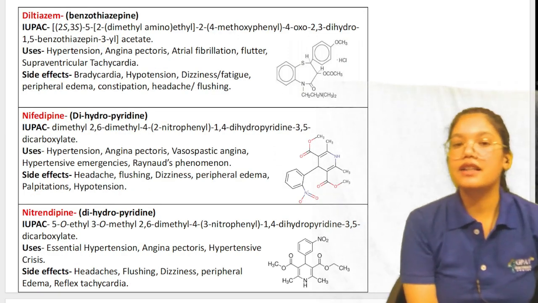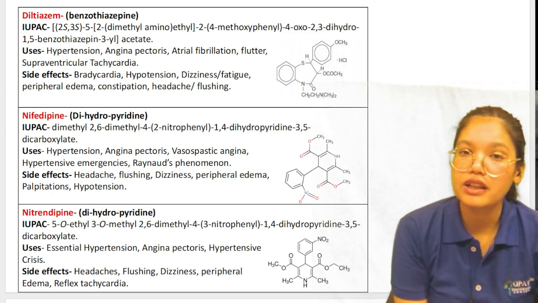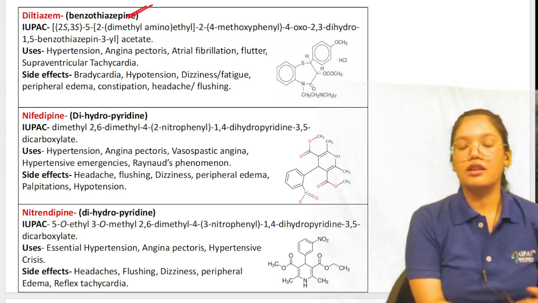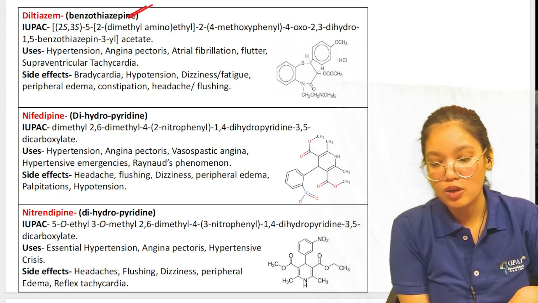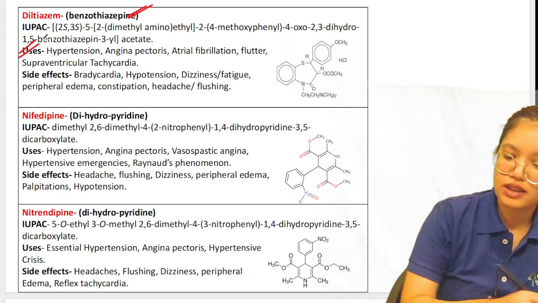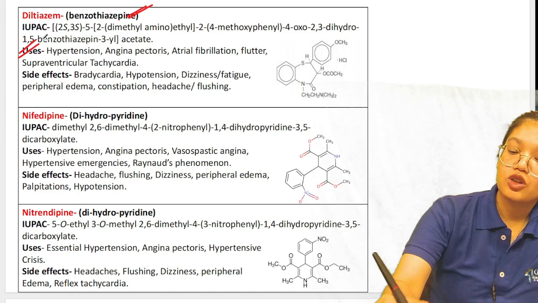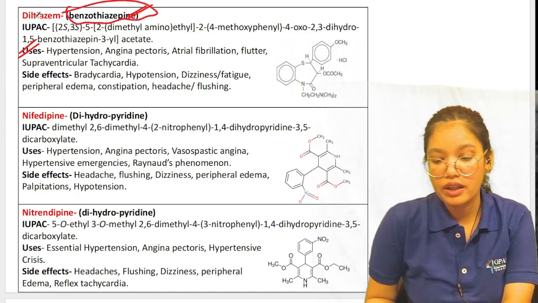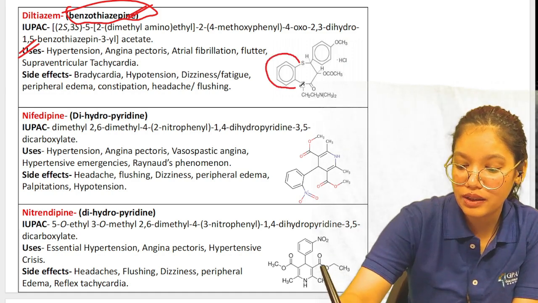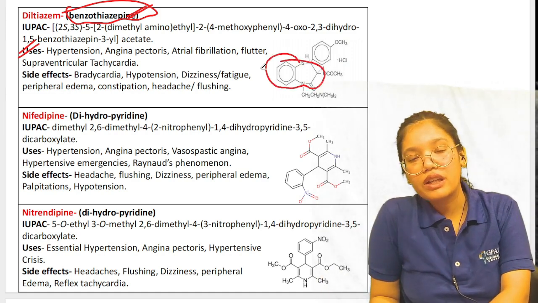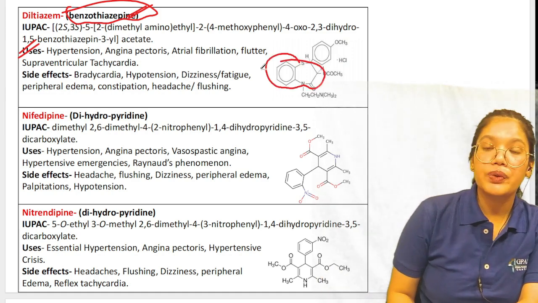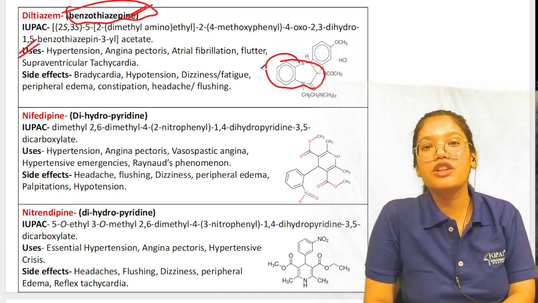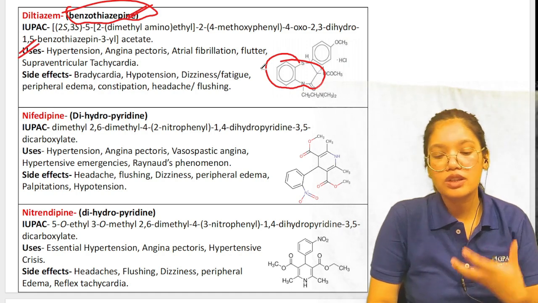the diltiazem. Okay, now diltiazem is another type of calcium channel blocker, that is the benzothiazepine. Okay, now if we talk about the uses of this diltiazem, as it is the benzothiazepine class, it contains a benzothiazepine ring or core in its structure. Okay, then uses: hypertension, angina pectoris, atrial fibrillation, flutter, supraventricular tachycardia. For all that we can use diltiazem.